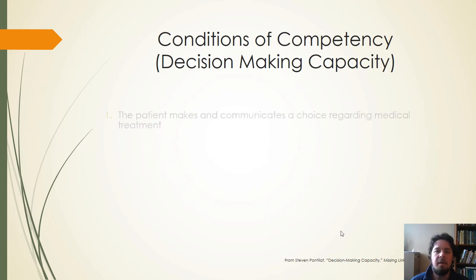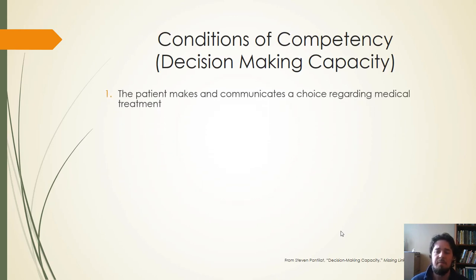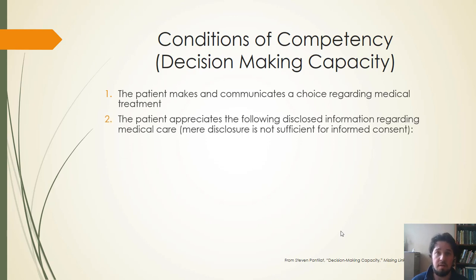All right, so a little bit about the conditions of competency. Here are the conditions that need to be met in order for a patient to have decision-making capacity, in order for the patient to be considered competent. First, the patient makes and communicates a choice regarding medical treatment. So you can see that this patient is communicating a clear choice. They're exercising their agency.